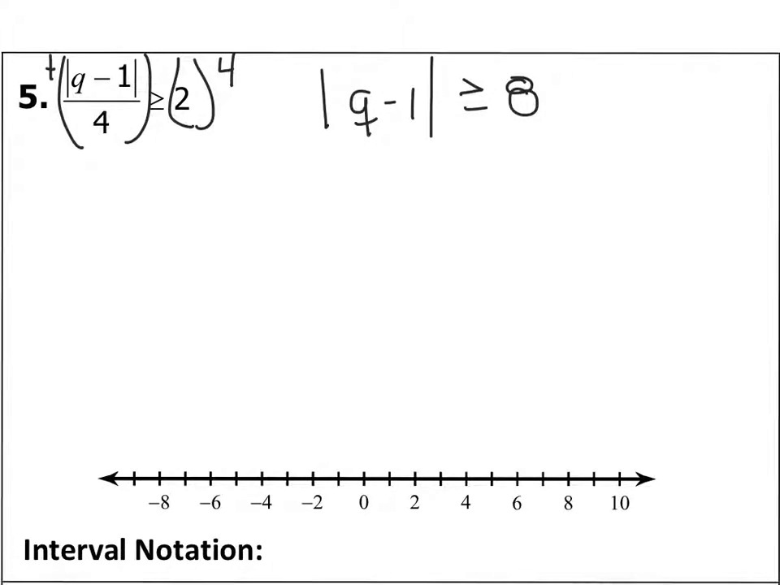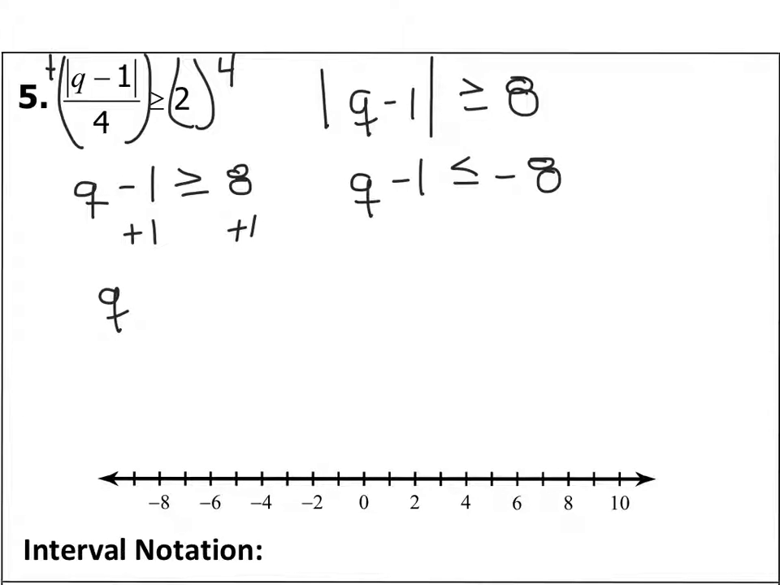So remember, we take the positive value just as it is. So q minus 1 is greater than or equal to 8. And then on the negative value, we have q minus 1 is less than or equal to negative 8. And when we solve those two, we're just going to add 1 to both sides. So we have q is greater than or equal to 9. And over here we'll add 1, and we'll have q is less than or equal to negative 7.